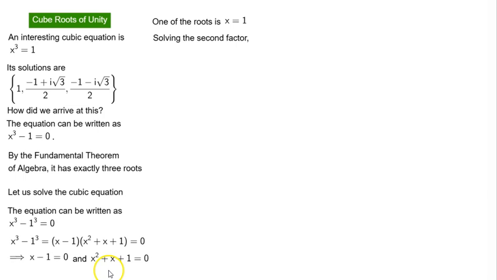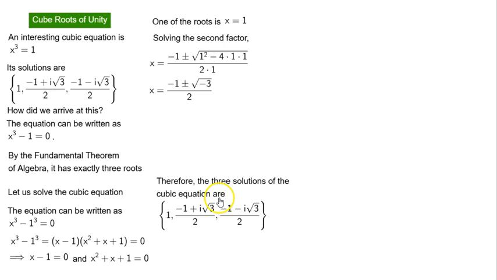Now solving the second factored equation, we get x equal to minus 1 plus or minus square root of 1 square minus 4 times 1 times 1, divided by 2 times 1. So x is equal to minus 1 plus or minus square root of minus 3, by 2. Therefore, the three solutions of the cubic equation are 1, minus 1 plus i root 3 by 2, and minus 1 minus i root 3 by 2. Now, since the solutions satisfy x cube equal to 1, they are called cube roots of unity.